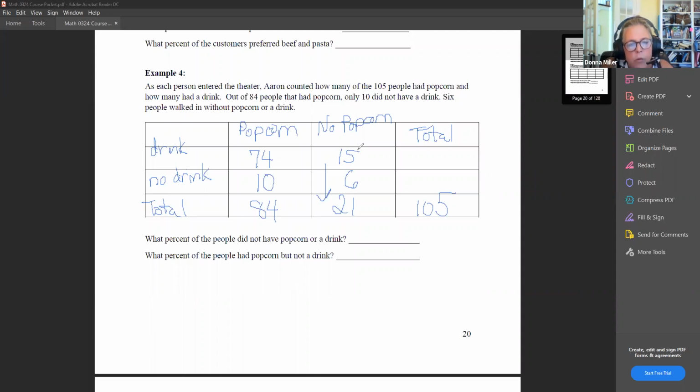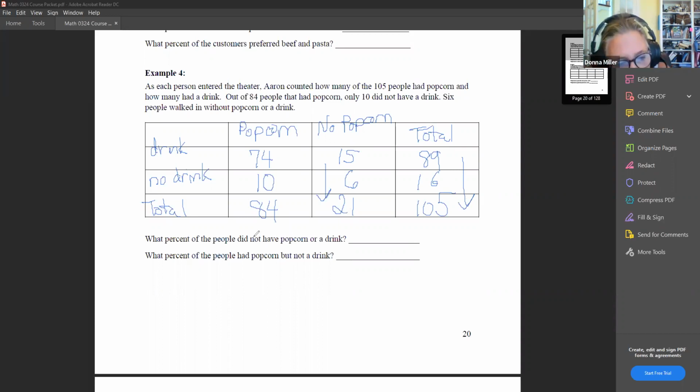And let me add up the totals across the rows. 74 plus 15 is 89. And 10 plus 6 is 16. Here's my check. This will better add to 105. So 89 plus 16, it's 105. So I know I've got my table right. Yay. So now I can just answer the questions.